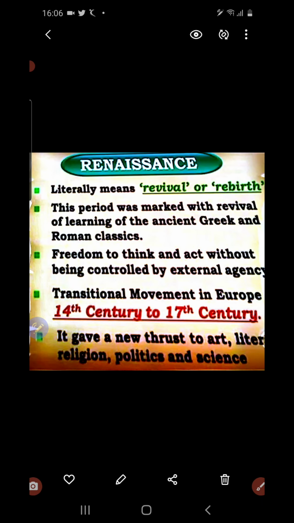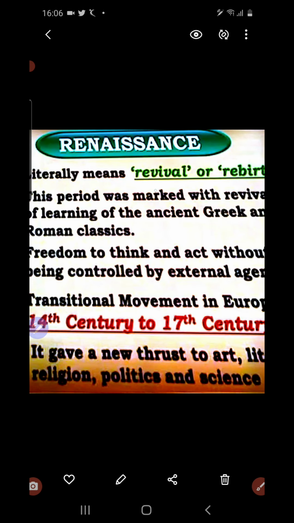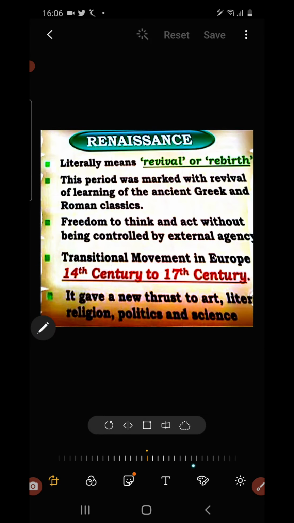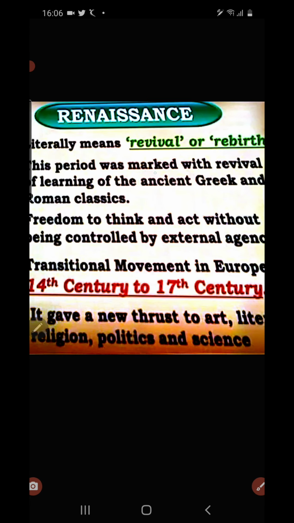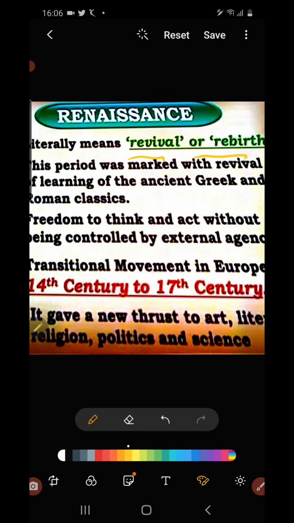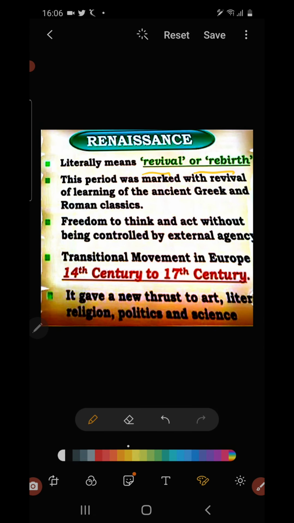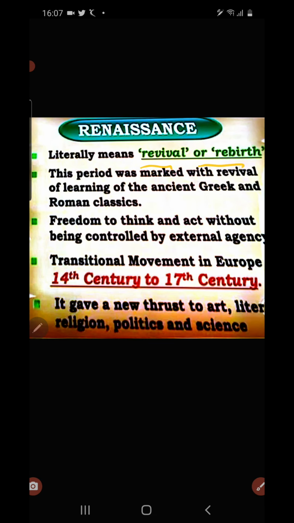So you understood what the Renaissance is. The Renaissance is a transitional movement which took place in Europe. And what kind of transitional movement? A revival or rebirth took place in the minds of people, in their way of thinking. How did this revival and rebirth happen? Slowly people understood that we were simply blindly following the church, and it was time to come out of the boundaries of the church, and only then could we make changes in our life. For that reason they brought about the revival of ancient Greek and Roman classics.